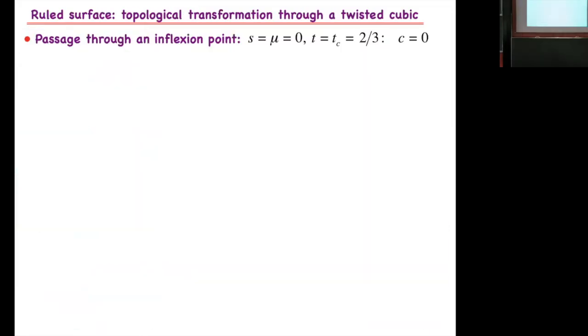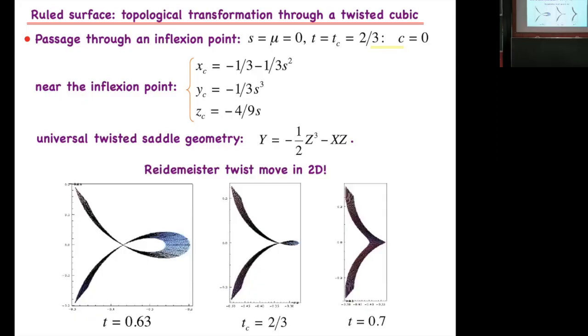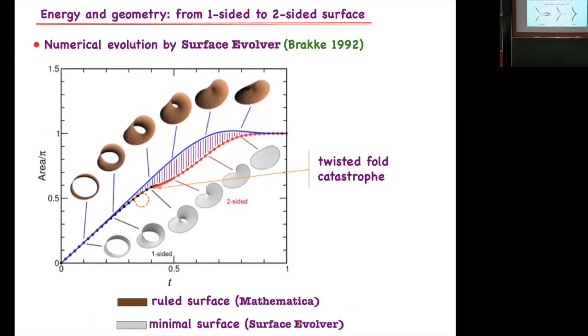Indeed, locally, I was very lucky because locally you have an inflection point. So you can apply the analysis that I showed you before. Near the inflection point, you can still do some mathematics, and you discover that you are uncovering the production of a twisted saddle geometry a la Zeeman. So that's why this is the Reidemeister twist move in 2D. And so this is the end of my story.